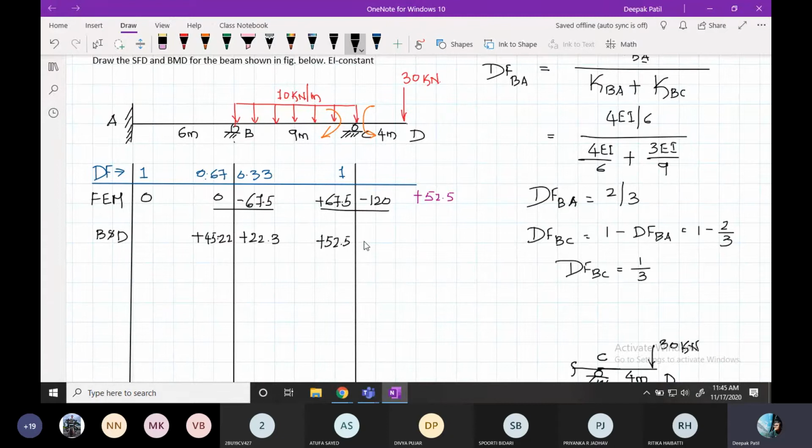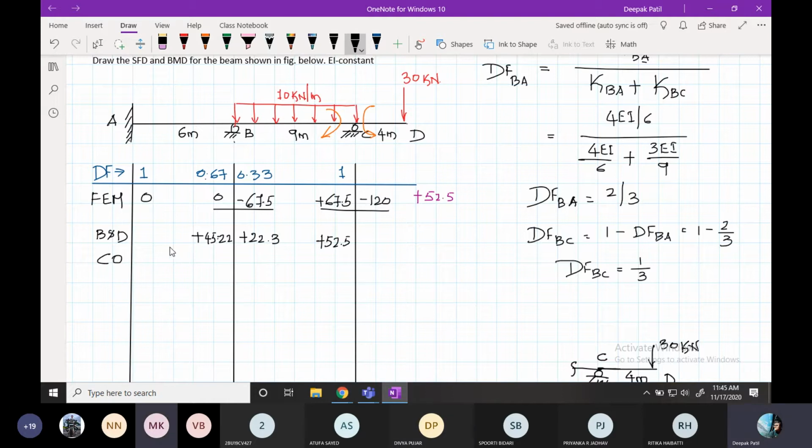So are you clear, students? Are you clear with this step? Yes, sir. So next, the second step in the first cycle is carryover. Will you carry over from B to A? Yes or no?